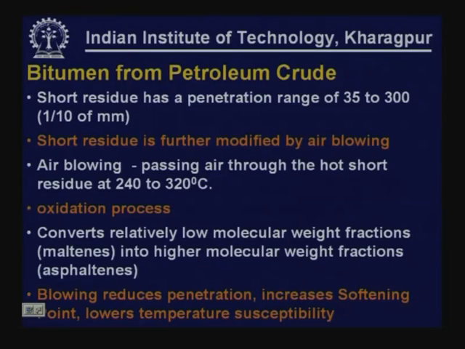The short residue has a penetration range of about 35 to 300, that means about 3.5 millimeters to 30 millimeters penetration. We will discuss the term penetration subsequently, but penetration is a term that indicates the consistency. 35 penetration is a harder grade, whereas 300 penetration is a softer grade. So, a wide range of penetrations can be obtained after short residue depending on the distillation process.